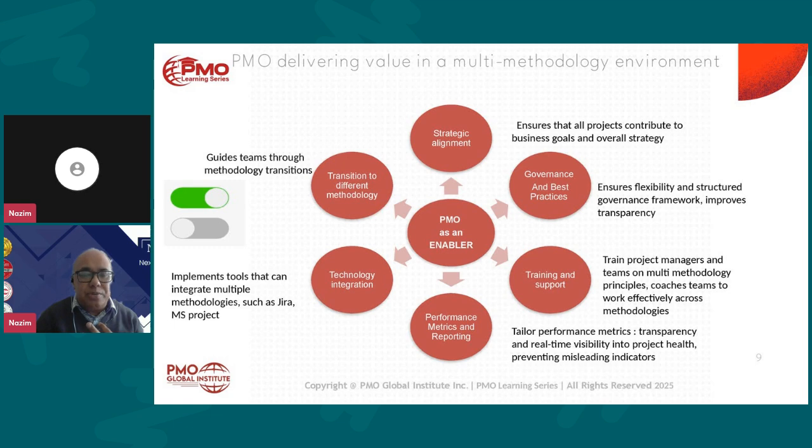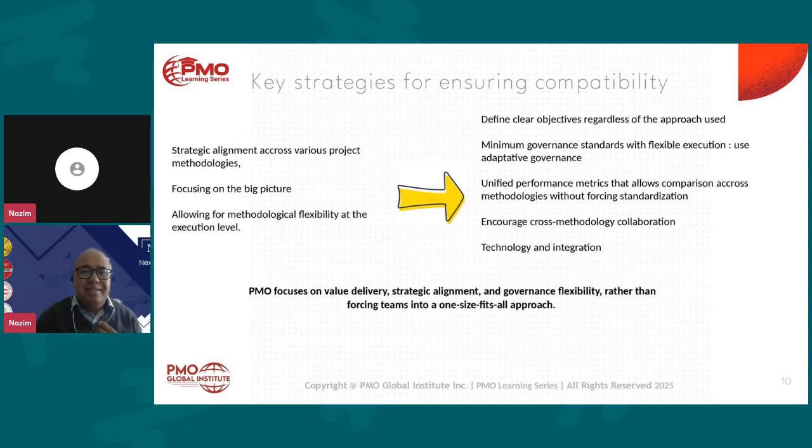What is the strategy that the PMO can set up? We can move to the other side. The key strategy for ensuring compatibility, I put here three main steps. The first one is strategic alignment, focusing on the big picture and allowing for methodology flexibility.